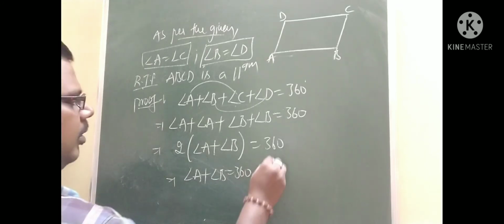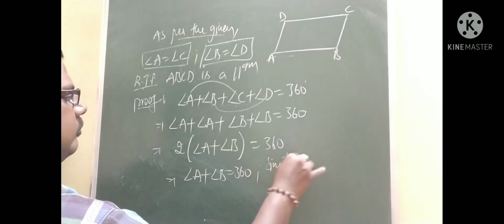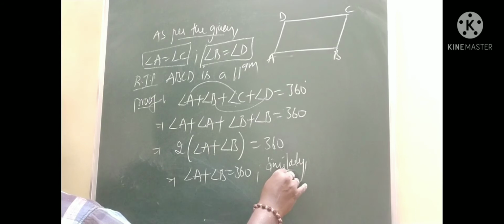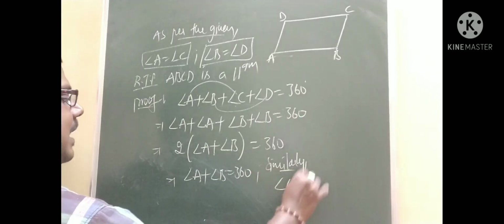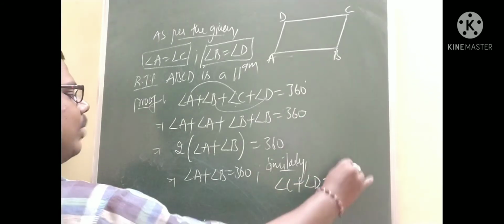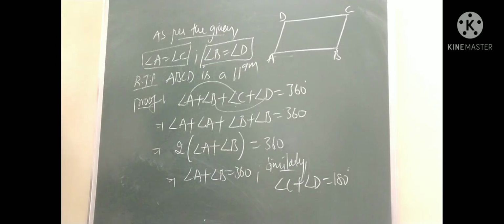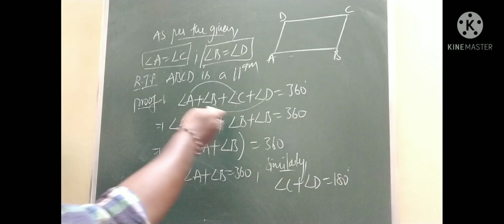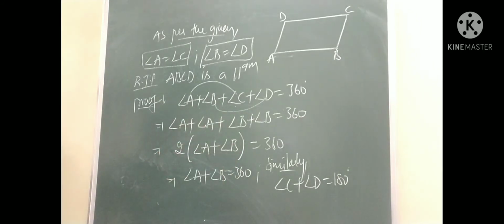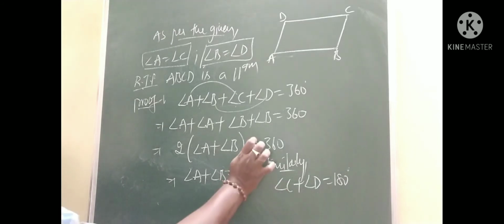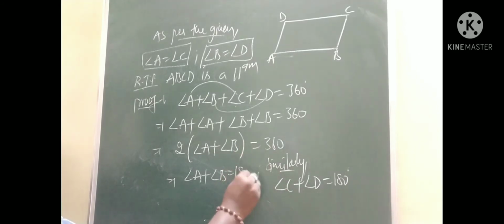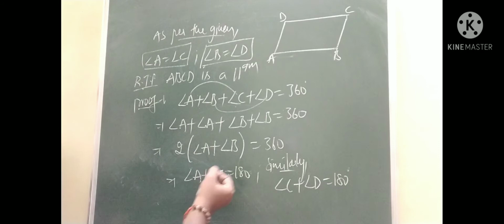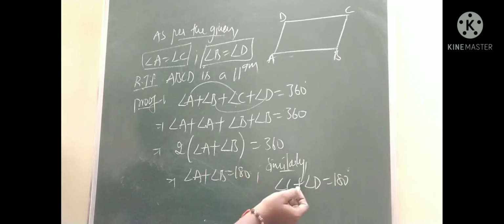Which is nothing but angle A plus angle B is equal to 180. Similarly, angle C plus angle D will become 180 degrees, because instead of angle C you have substituted angle A and instead of angle D you substitute angle B. I am sorry, this is 180. So angle A plus angle B is equal to 180, and here also angle C plus angle D is equal to 180.